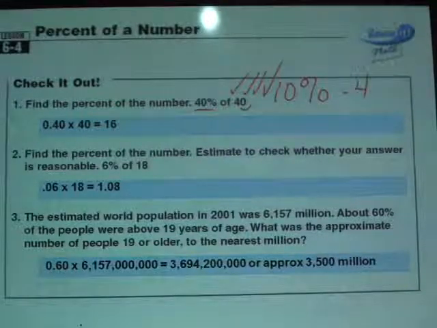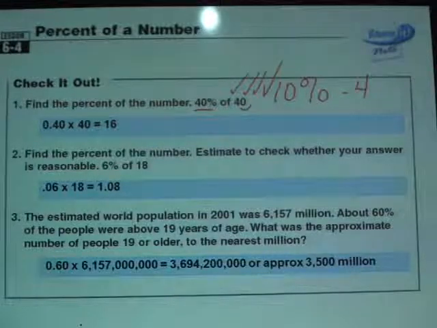In number two, find the percent of the number and then estimate to check whether our answer is reasonable. 6% of 18. So 6% times 18 with of meaning multiply here. So 6% changes into 0.06, 2 to the left with the decimal and get rid of the percent sign. And then I'm multiplying by 18 and I end up with 1.08.